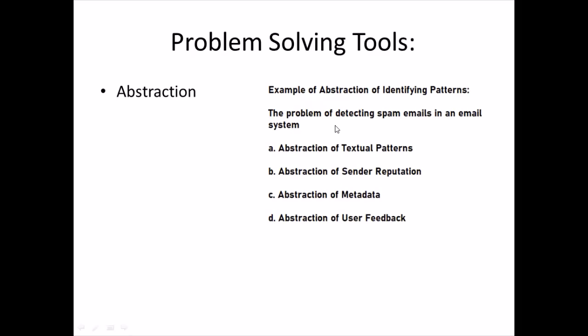So overall, abstractions help in recognizing common patterns in spam emails, allowing us to develop generalized solutions that effectively identify and filter out spam from the email system. This abstraction-based approach improves the accuracy and efficiency of spam detection, while also enabling the system to adapt to new spam patterns as they emerge.